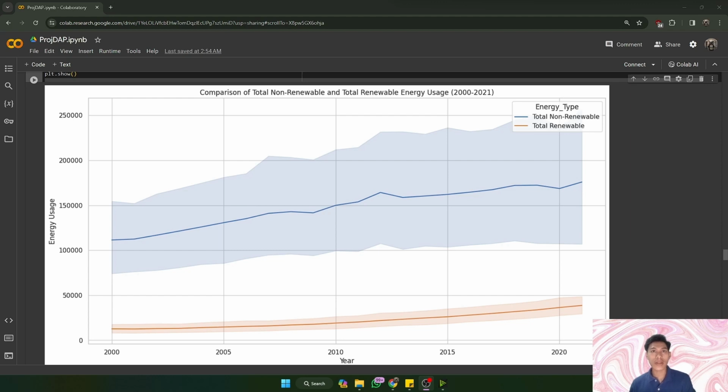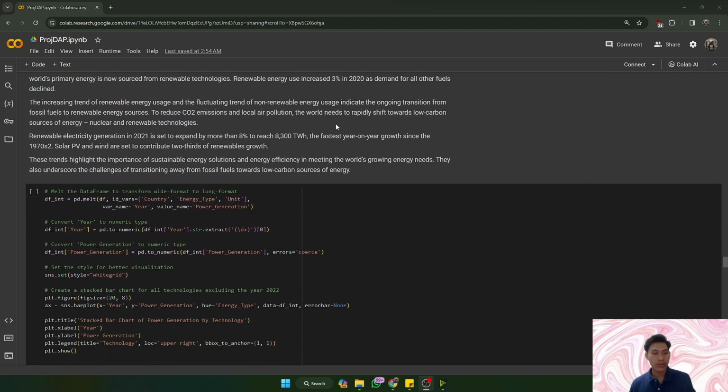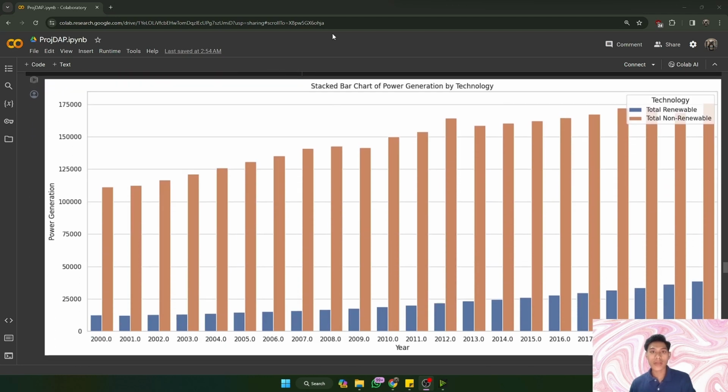This aligns with the fact that since the Industrial Revolution, the energy mix of most countries across the world has become dominated by fossil fuels. As you can see, the total non-renewable is higher than the total renewable. Other than that, we have a stacked bar chart of power generation by technology.